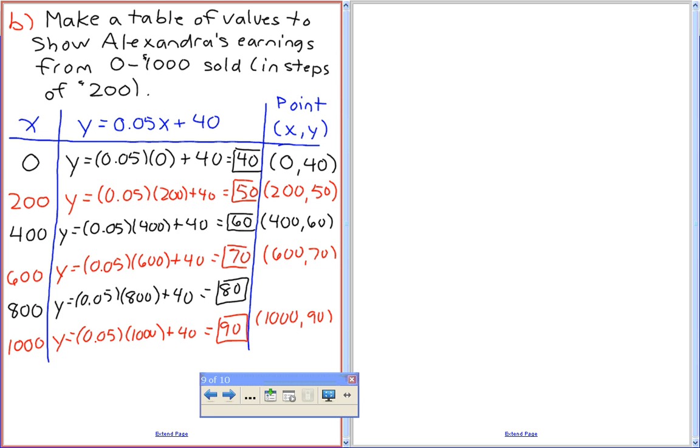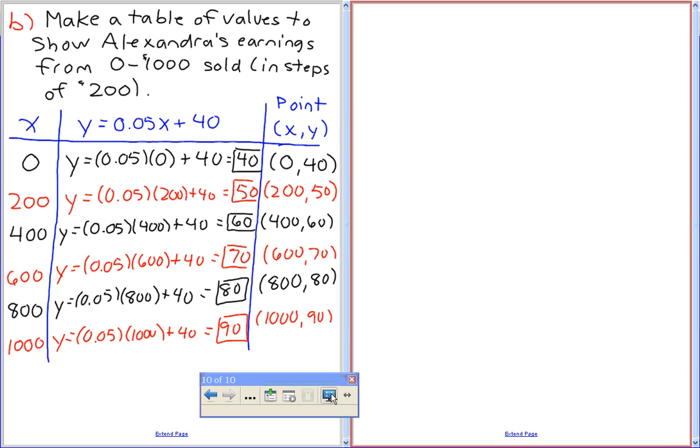Okay, did anyone notice a nice little pattern to this graph? Did anyone notice something nice that happened? Maggie, go ahead. When you count up by 200 for your x's, the y's go up by 10s. Yeah, so it's nice. We like patterns in math. As human beings, that's one thing we like is patterns.